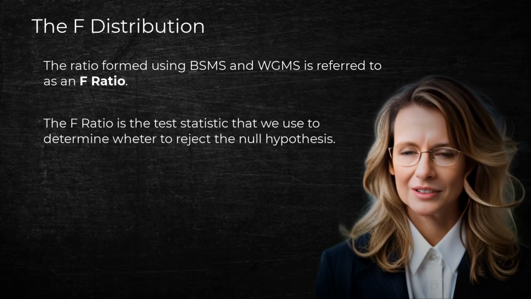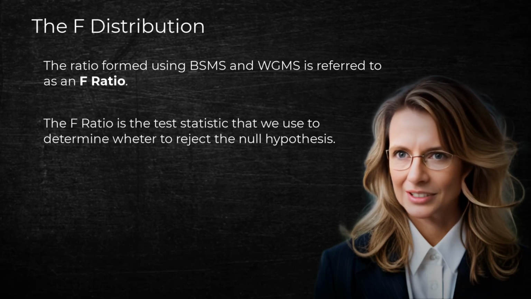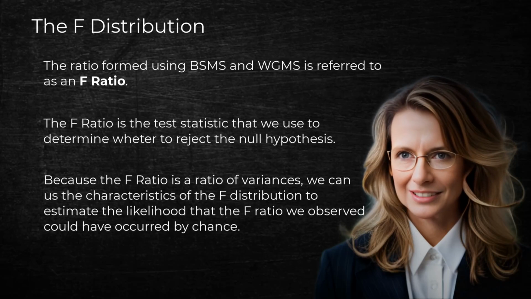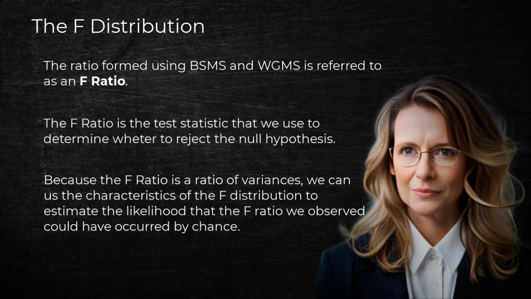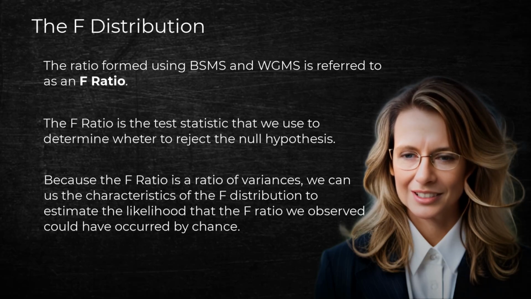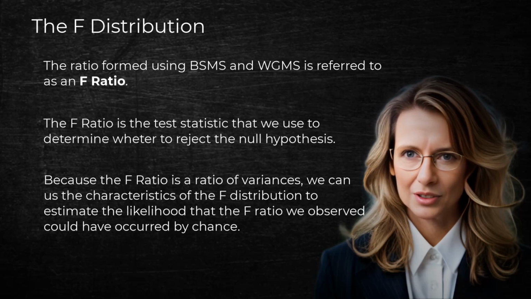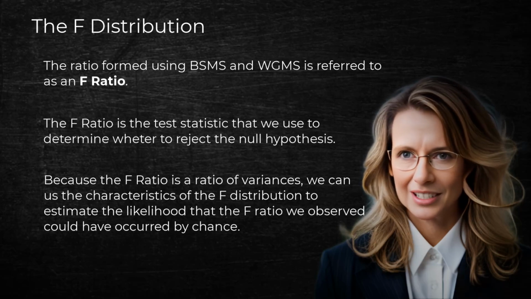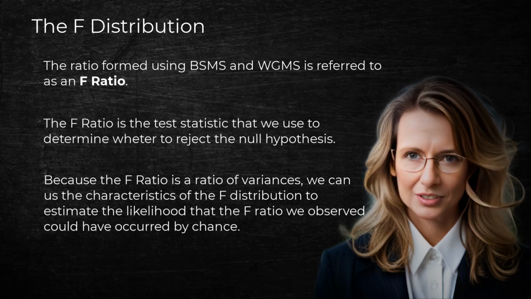The F ratio is the test statistic that we use in ANOVA to determine whether or not to reject the null hypothesis. Because the F ratio is the ratio of the between groups mean square to the within groups mean square, both of which are variances, we can use the characteristics of the F distribution to estimate the likelihood that the F ratio we observed in an ANOVA could have occurred simply by chance. We will show you exactly how this is done later in this video. But first, we have to tell you a little bit more about the form of the F distribution.